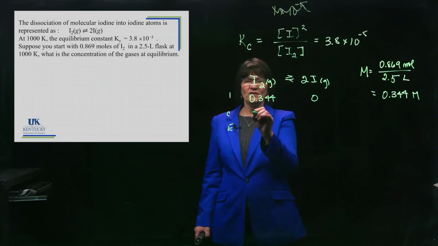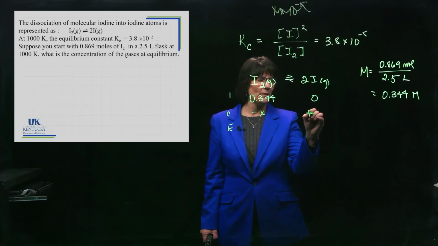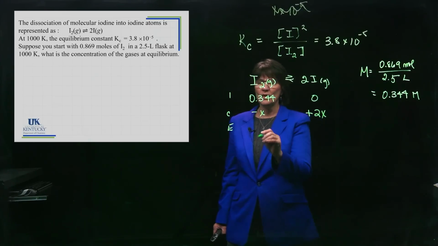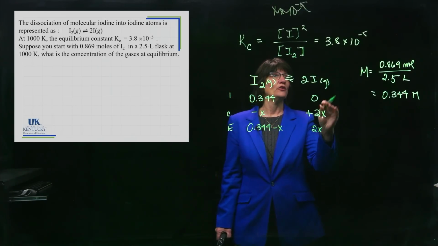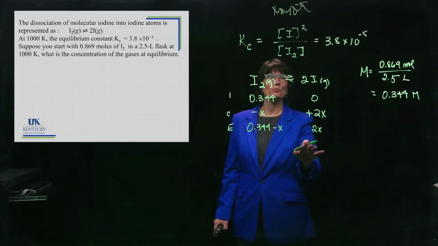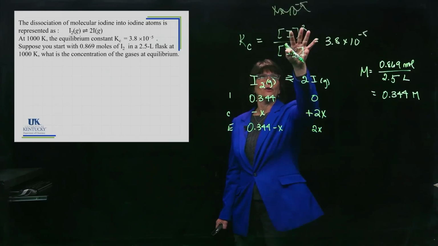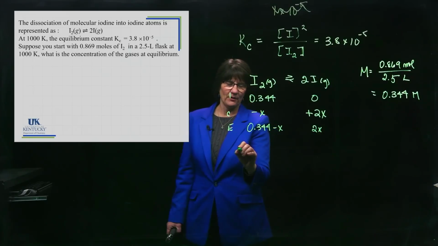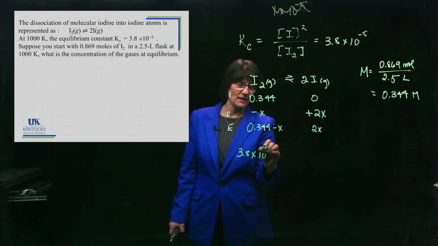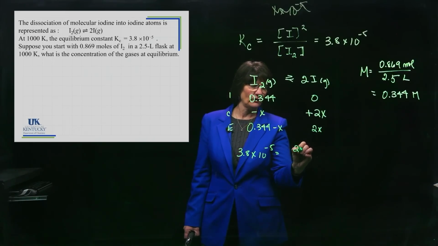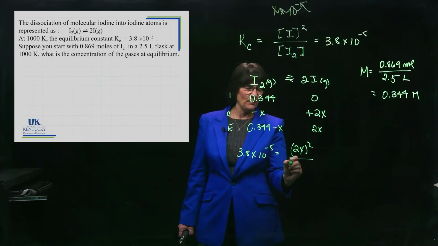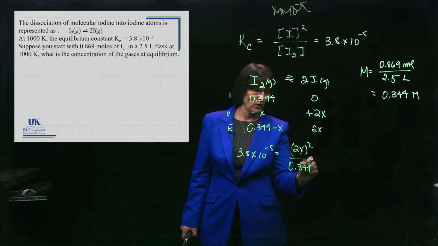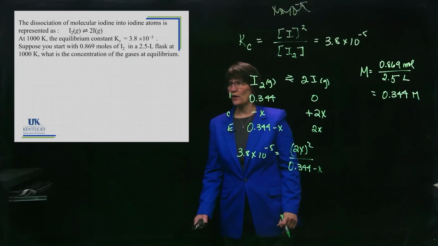All right, so some of this gets consumed. I don't know how much, and what am I going to put right here? Well, that 2 tells me I have 2x there, so I have 0.344 minus x, and I have 2x. So I'm going to go to my expression, and I'm going to plug in what I have here. I have the value 3.8 times 10 to the minus 5 is equal to 2x, but that's squared, divided by 0.344 minus x.